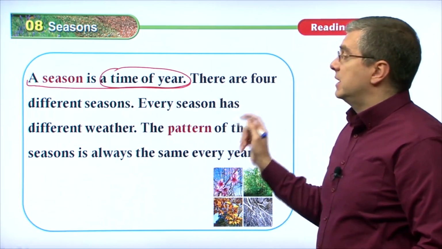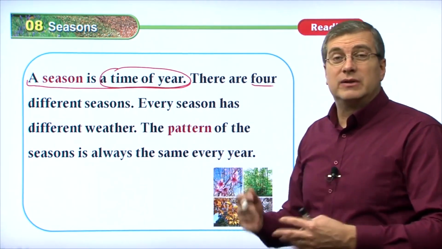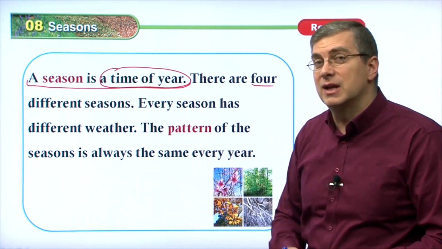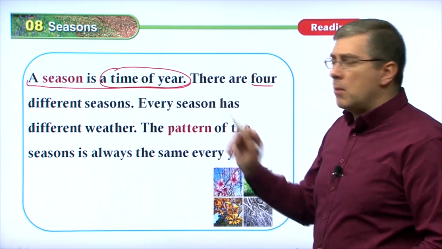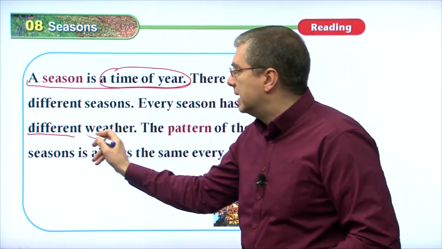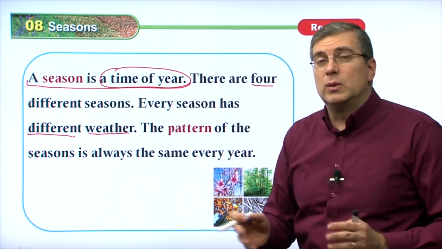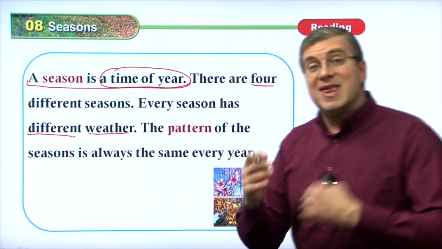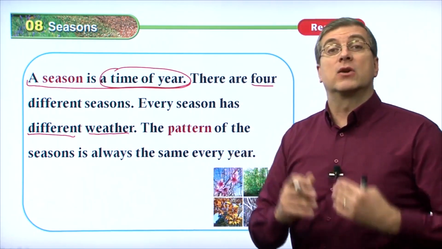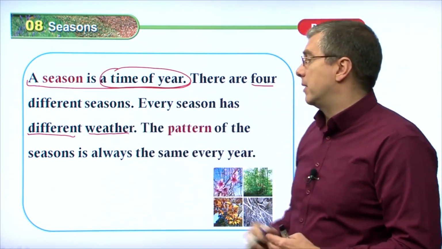There are 4 different seasons, right? We talked about that, 4 different seasons. So this passage is going to talk about those 4 different seasons, what they're named, and what the characteristics of each season are. Most importantly, though, every season has different weather. We saw, obviously, in the summer it's very hot, winter's very cold. This is all different weather. That's how we know that the seasons are changing. The seasons are changing because the weather is changing.